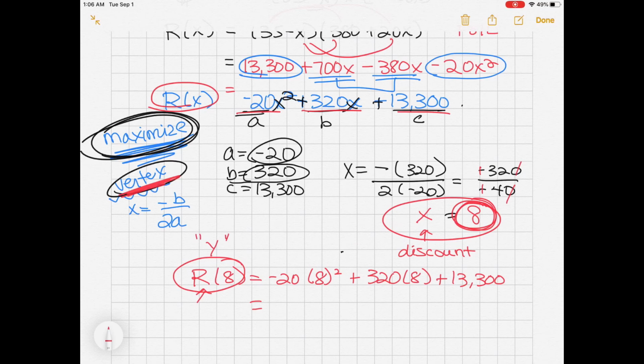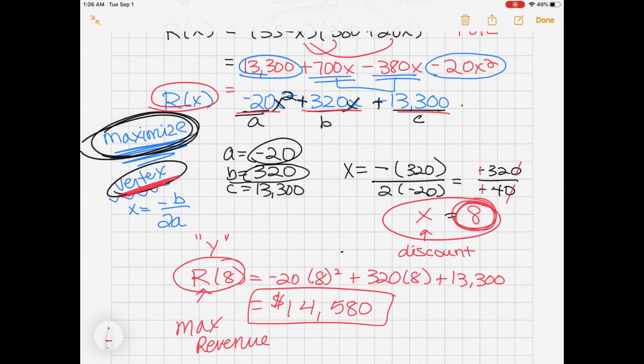And I'm just going to use my calculator for this, okay? And we've got 14,580. So that's his maximum revenue, which is a really fun way to be able to do it, because that way, poor Bob doesn't have to run a special every day to figure out what this would look like. He can actually use math to know exactly what he should charge right from the get-go.